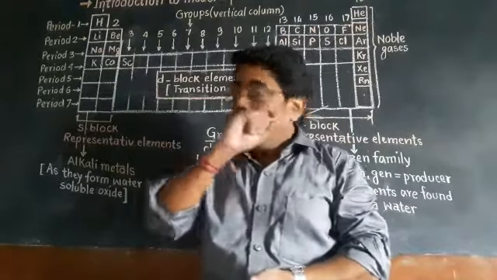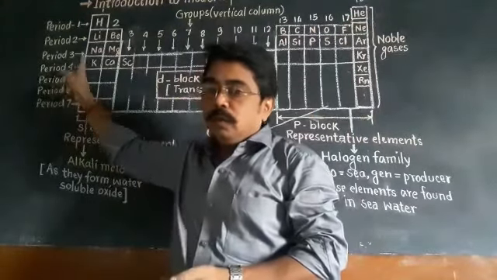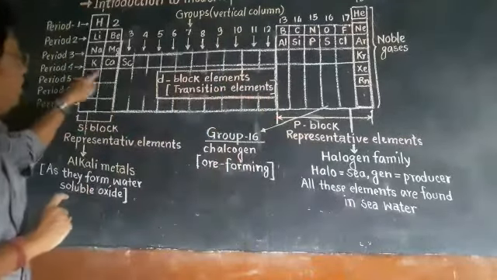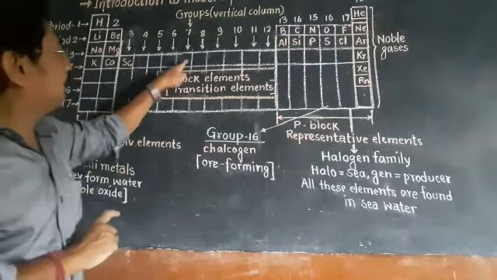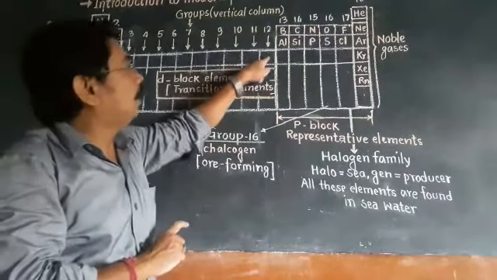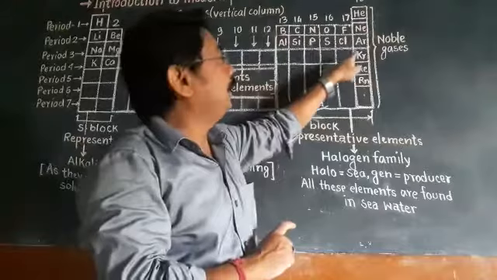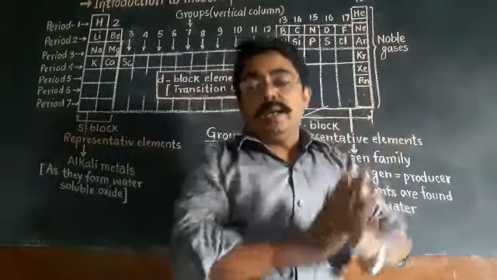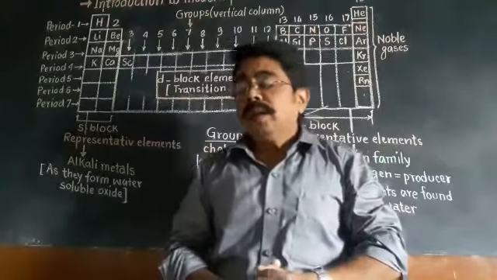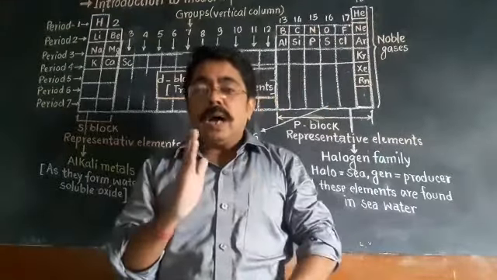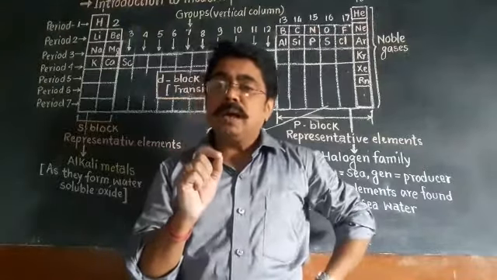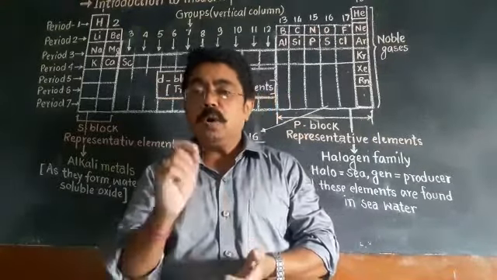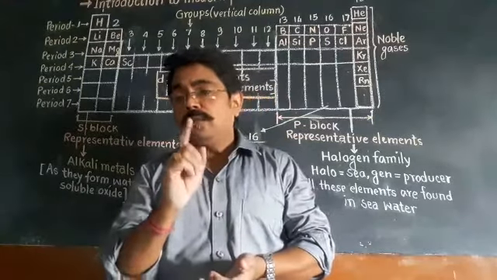Clear? Now in fourth period, if you see, total number of elements will be 18. Understood? See, 1, 2, 3, 4, 5, 6, 7, 8, 9, 10, 11, 12, 13, 14, 15, 16, 17 and 18. In this way, see, the number of elements placed in a particular period is according to the capacity of the orbital.